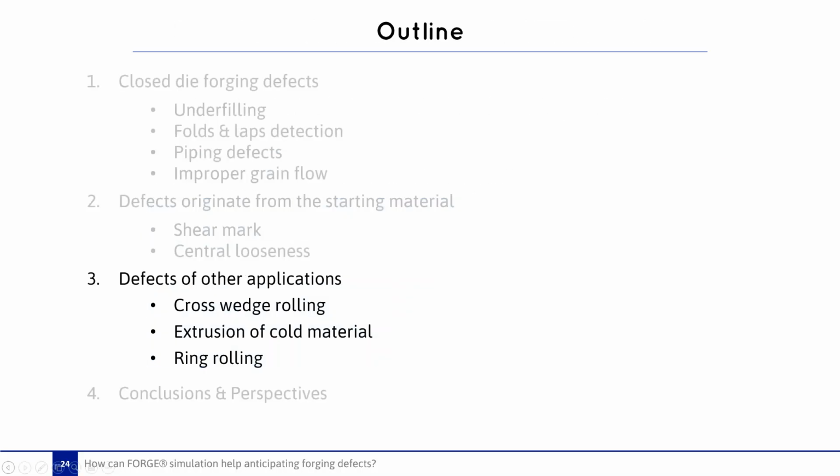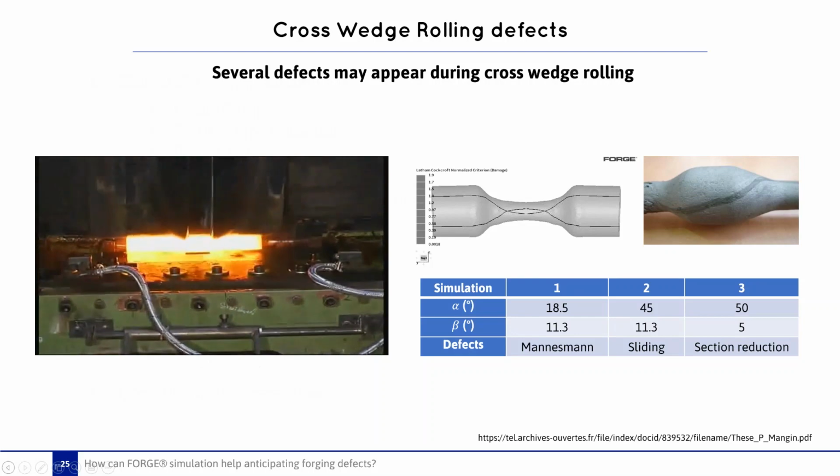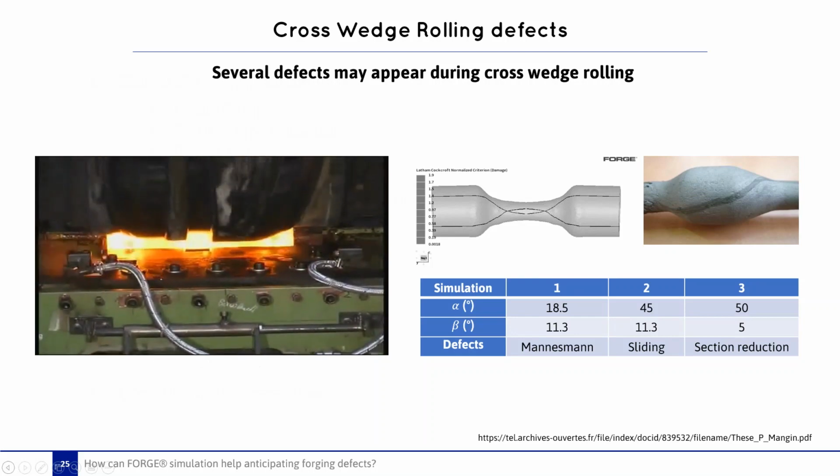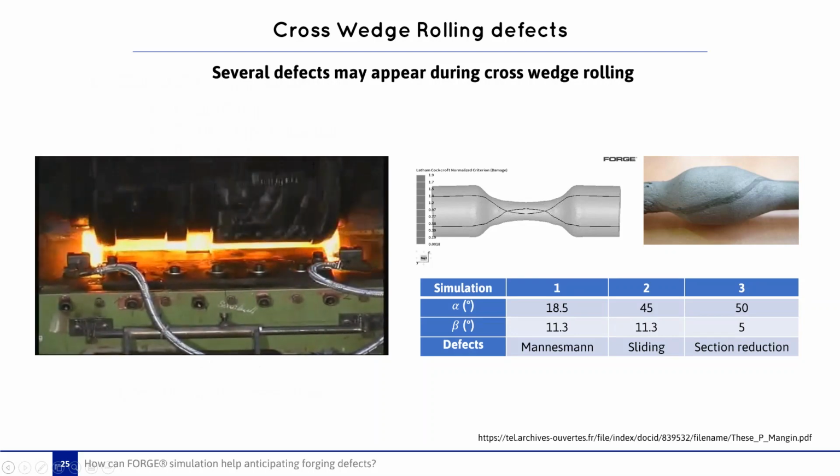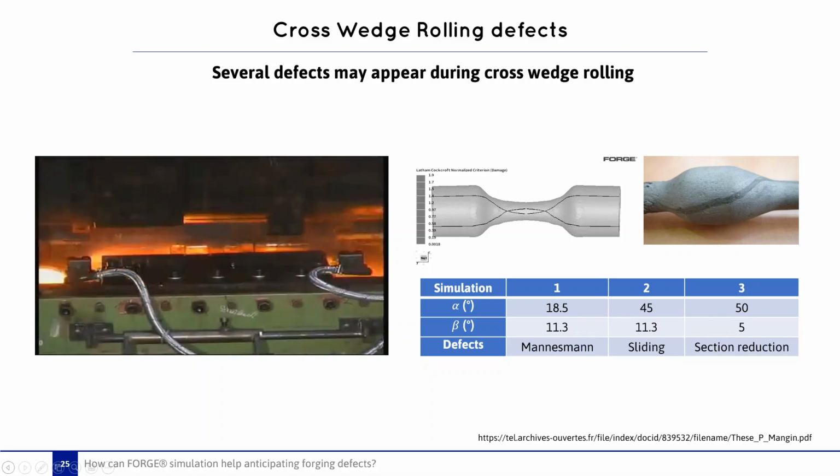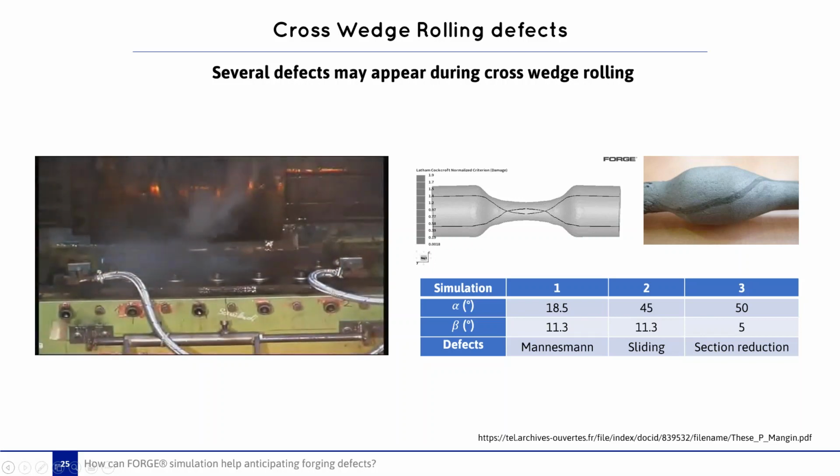In the last part of this webinar, we will check other defects that appear in other applications, for example, cross-wedge rolling, extrusion, or ring rolling. During cross-wedge rolling, a cylindrical billet is rolled in the cross direction between two wedge-shaped tools, as we see in this video.